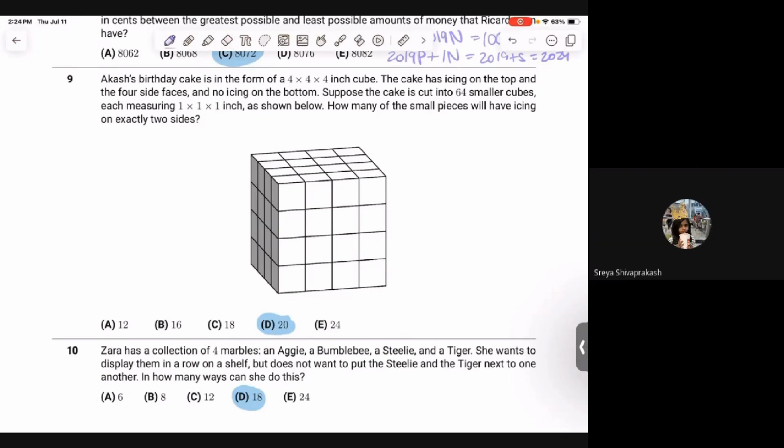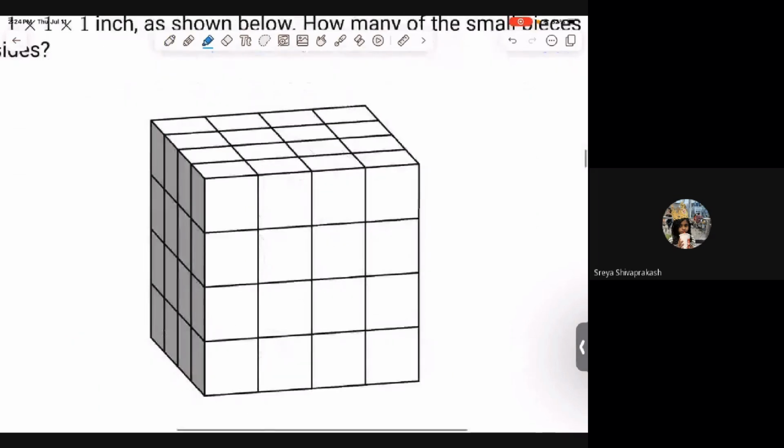So like the 4x4 cube, it shows if it's cut into 64 smaller cubes, and then you see 12 of the small cubes, they have two faces. Like that? Yeah.